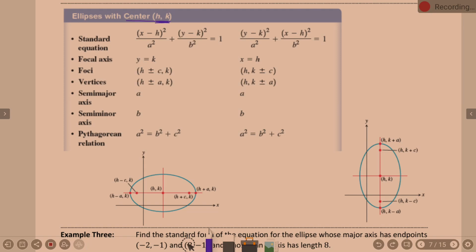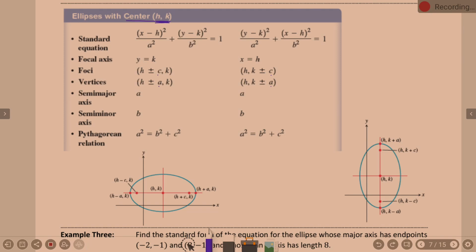My foci and vertices. Do you still see the plus or minus c and plus or minus a? It's the same as the last chart we just looked at. The plus or minus c or plus or minus a. C and A are in the x's over here on the left. They're in the y's over here on the right. You just have the h's and k's thrown in there with them. And then the bottom half of this chart is identical.